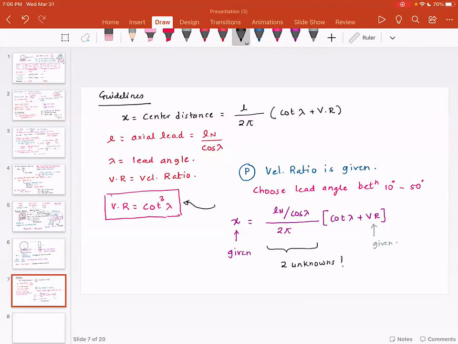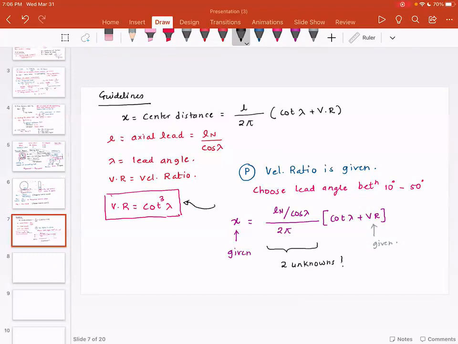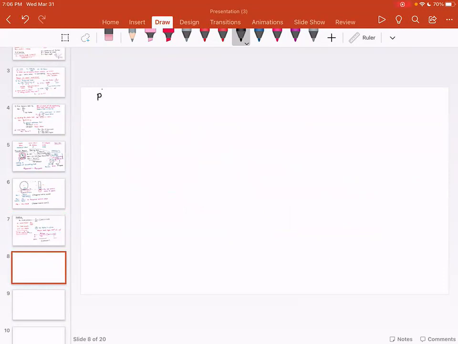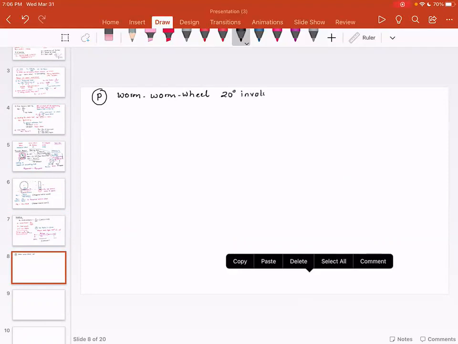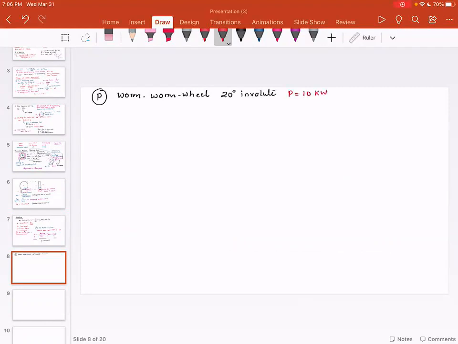Okay, so this is one guideline that may come in handy when you work out the problem. And let me work out the problem and it will be clear. So let me look at a worm gear design problem. Let's say in this problem, we are designing a worm and worm wheel for 20 degrees involute, and power transmission P is equal to 10 kilowatts. And the worm is rotating at 1400 RPM.